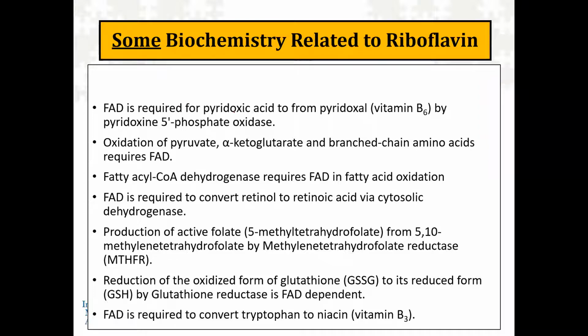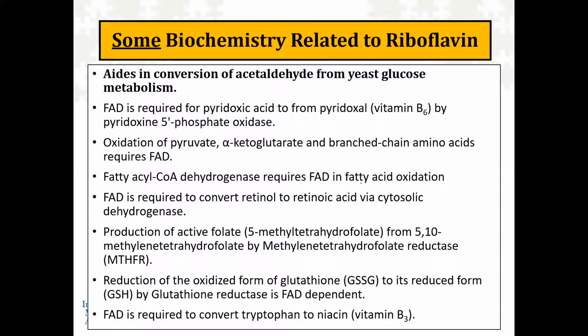Riboflavin actually has a relationship to the formation of active B6. Okay, so that's kind of interesting, right? So B2 has a relationship to B6. Riboflavin is important in what's called fatty acid oxidation. Just the bottom line there is taking fatty acids and converting them down to where they can be used as a fuel source at the mitochondrial level to make ATP.